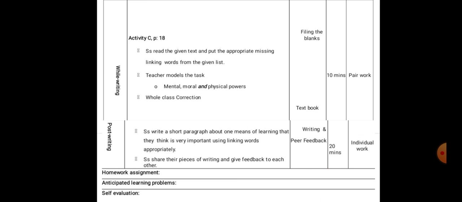And while writing, students practice using activities or exercises. Students read the given text and put the appropriate missing linking words from the given list. Then the teacher models the task, and after that, there is whole class correction.